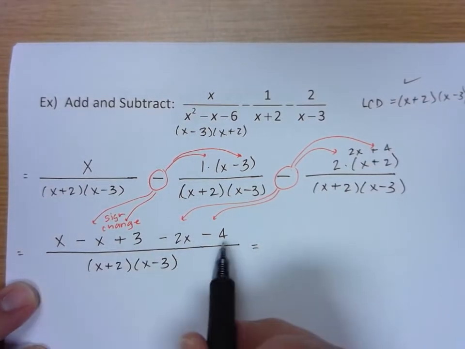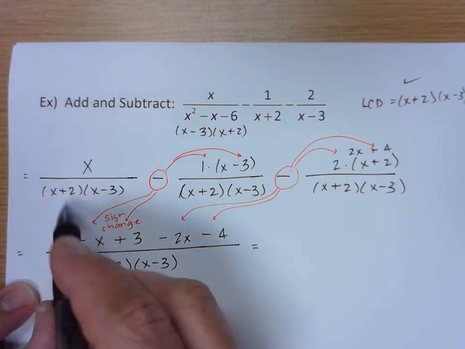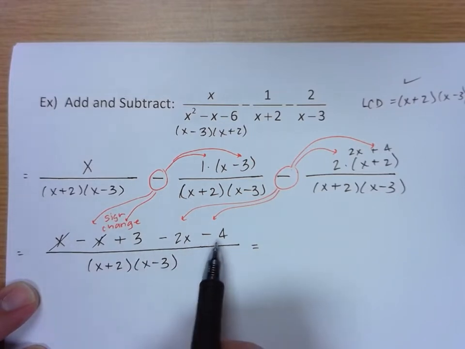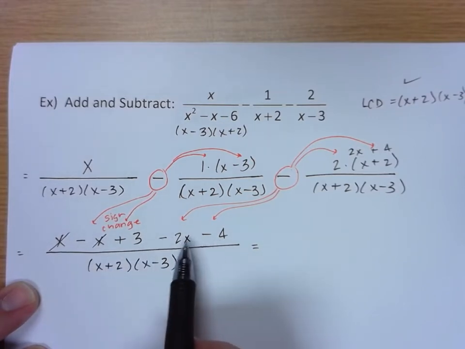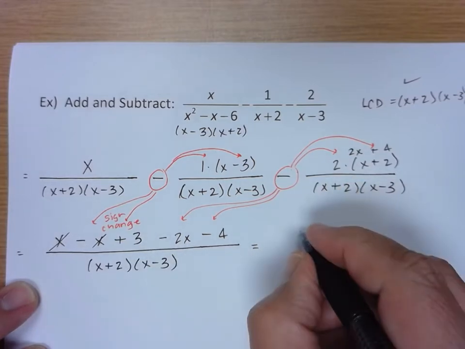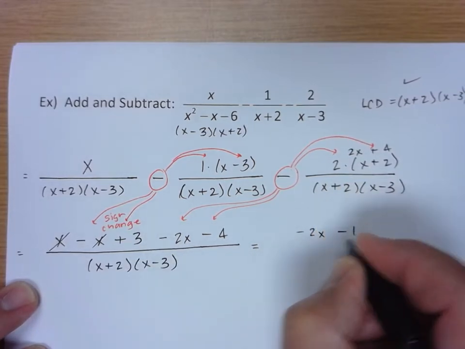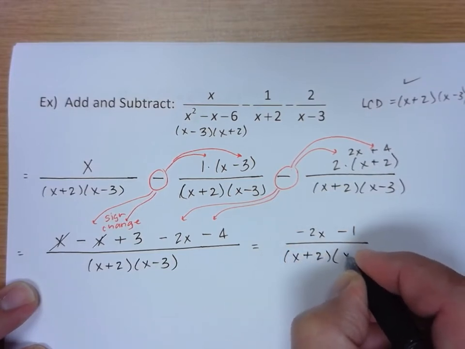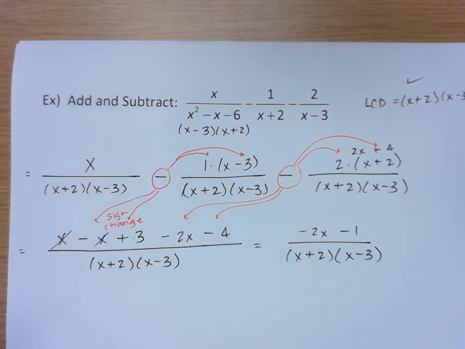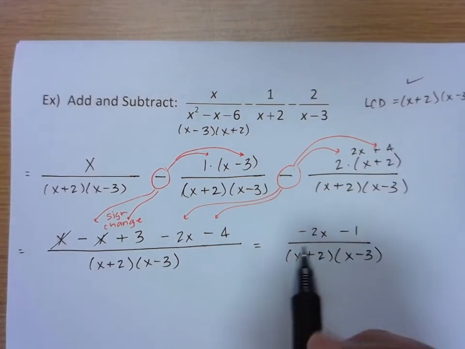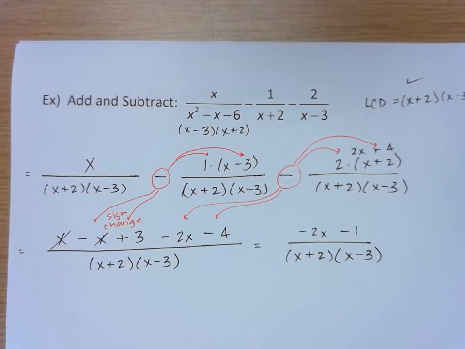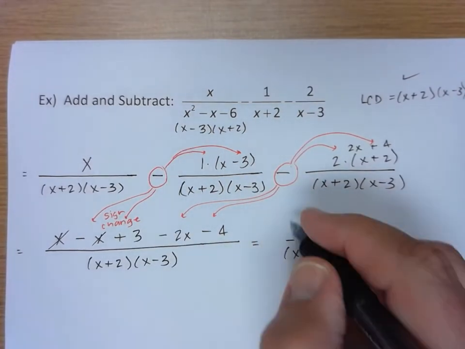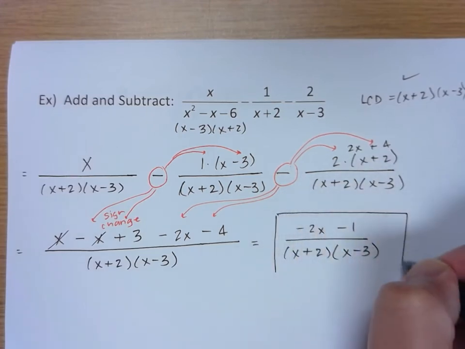Let's collect our like terms together. You're going to have these x's canceling out with subtraction, x minus x. 3 minus 2x minus 4, those are going to simplify to negative 2x minus 1. And my common denominator is still there. And since there's no more factoring I can do to reduce that, that should be the final answer, the final combined result of that subtraction. So I'll circle that as my final answer.